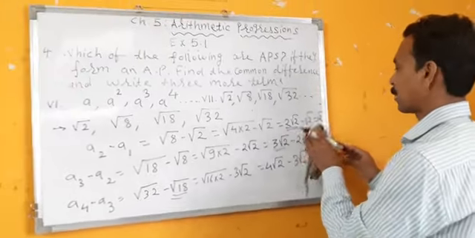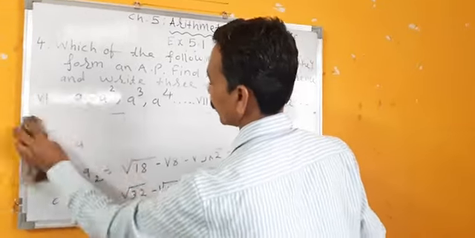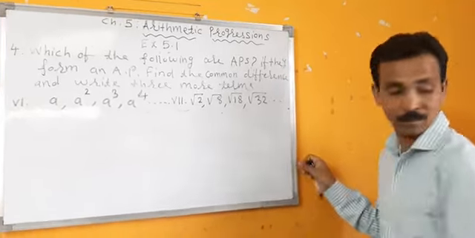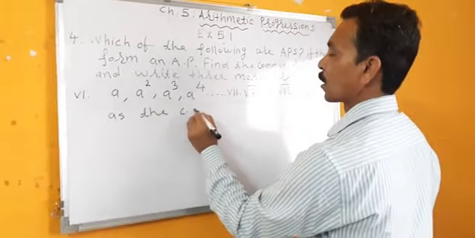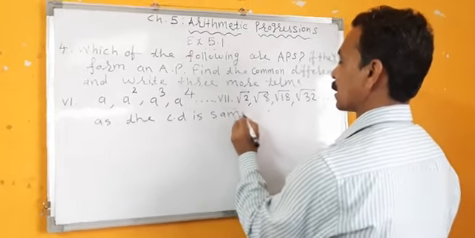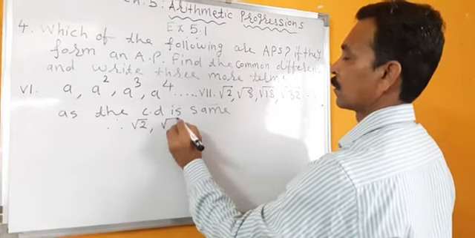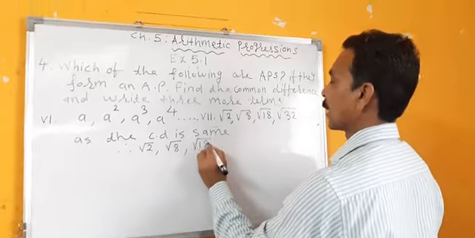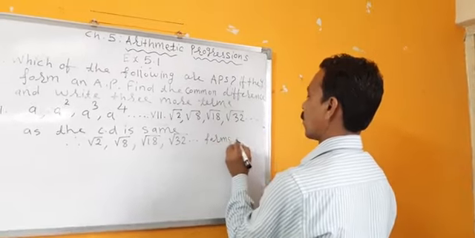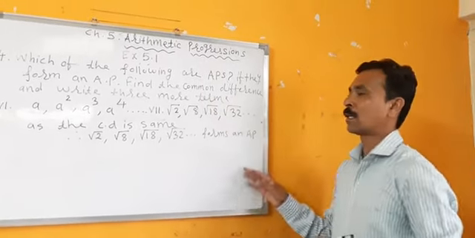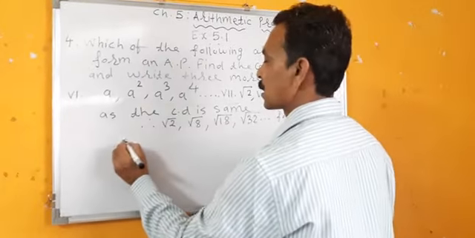Clear? Okay, then I'll proceed for the next part. What I will write? As the common difference is same, therefore root 2, root 8, root 18, root 32 forms an AP. Now once the series forms an AP, we have to find how many more terms? 3 more terms.